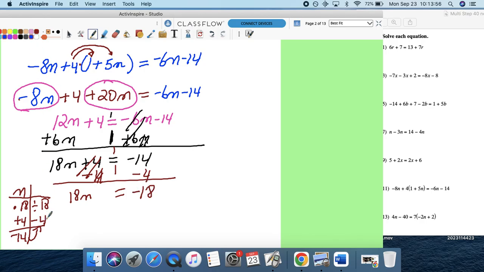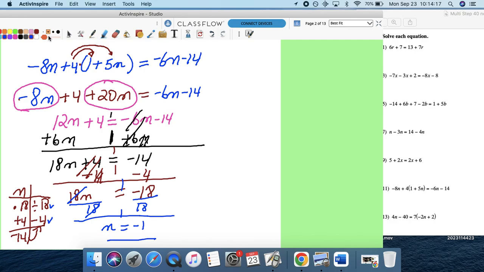Step 2, we did step 1. Step 2 says divide by 18. So I'm going to take this guy and divide by 18. I'm going to take this guy and divide by 18. 18 divided by 18 becomes 1, and 1n. Here's my answer. And then negative 18 divided by 18 is negative 1. So my answer is negative 1.